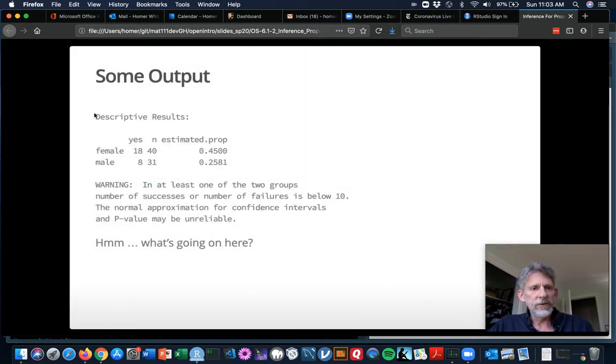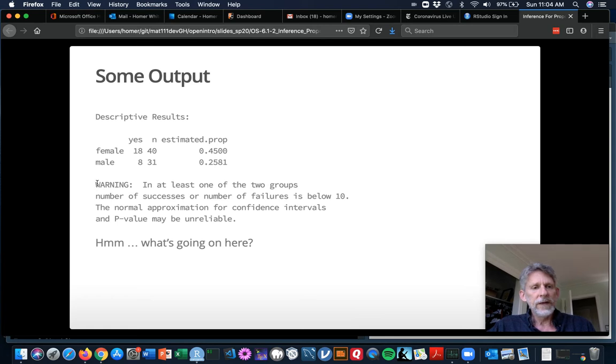It starts off with just basic descriptive results to get you set. It repeats essentially the tally that we made earlier in this little table here, but it's focusing on the yeses as what you count up. 18 out of 40 females said yes. 18 out of 40 is 45%. That would be our best guess at the percent of females in the population that believe in love at first sight. 8 out of 31 males believed in love at first sight, 25.81%. That would be our best guess at the percentage of males in the population who believe in love at first sight.